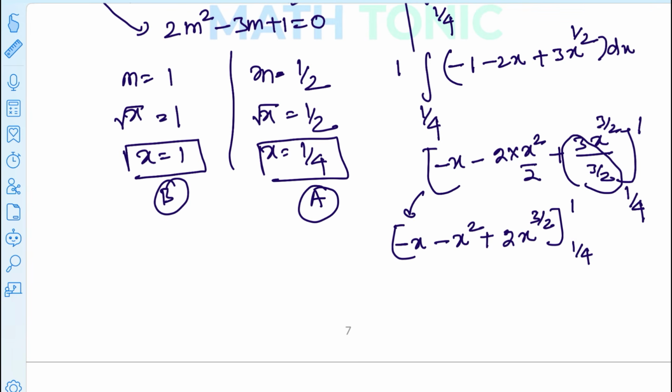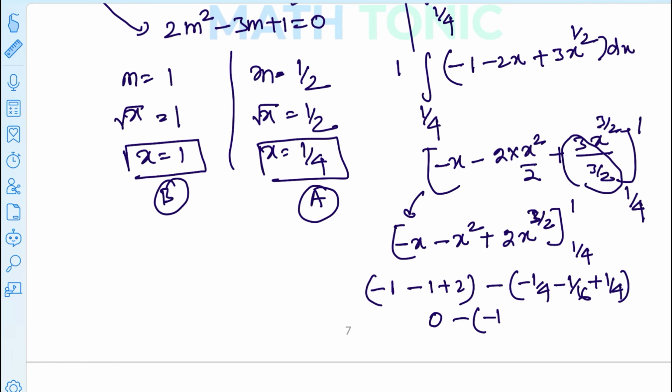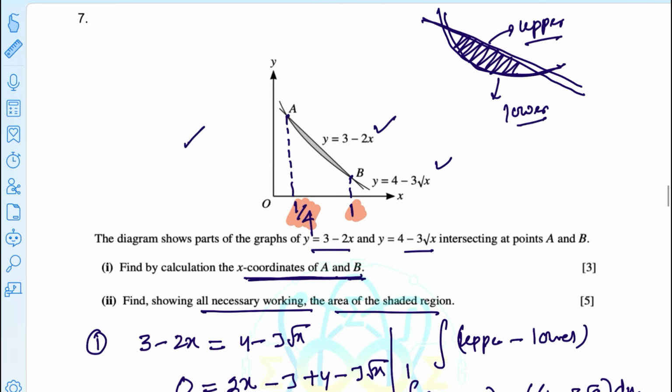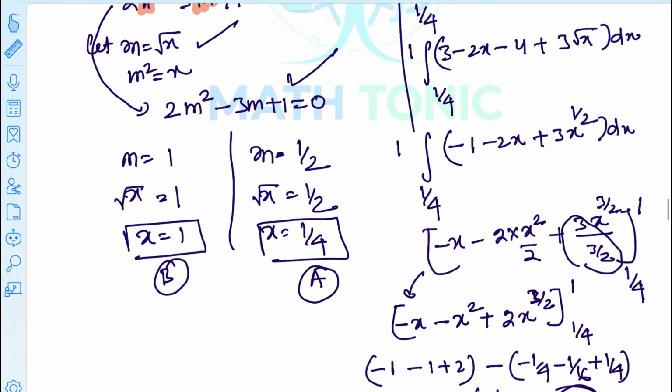First put the upper limit, so I'm getting minus 1 plus 2. Then minus, put the lower limit, which will be minus 1 over 4, then minus 1 over 16, then plus 1 over 4. If I simplify more, this is 0 minus, I think, minus 1 over 16. This answer should be 1 over 16 for this question. Is it okay? This is the area under the curve, so yes, we have to integrate this.